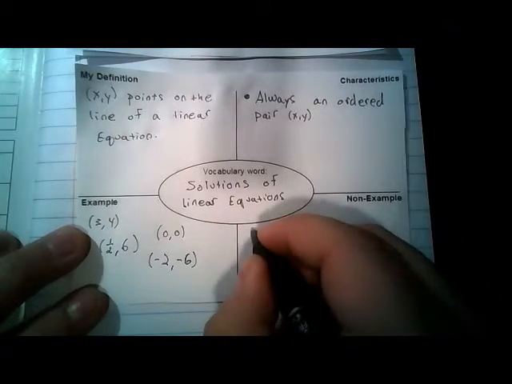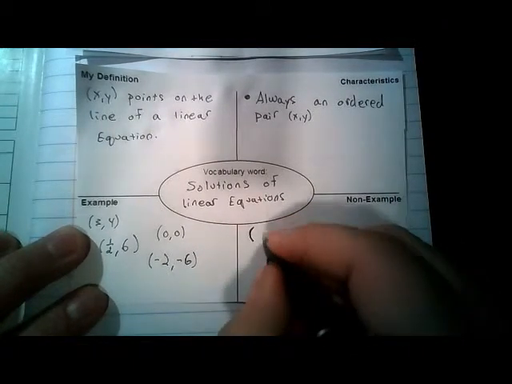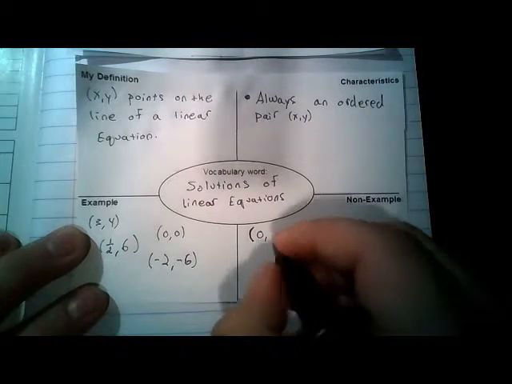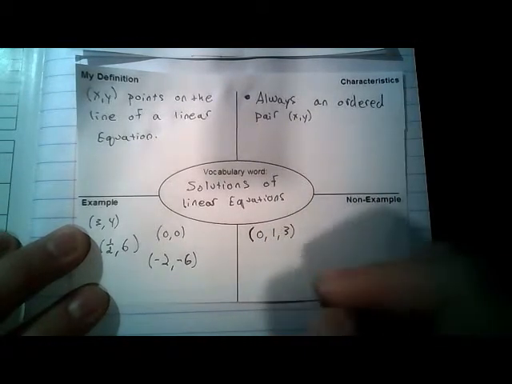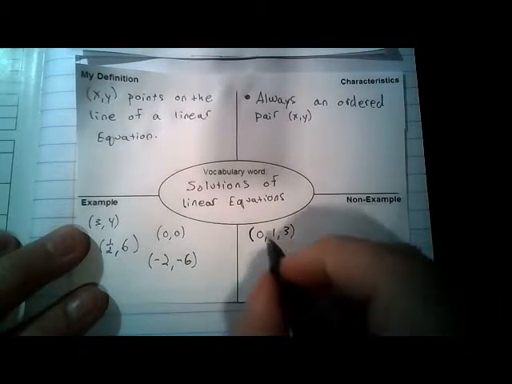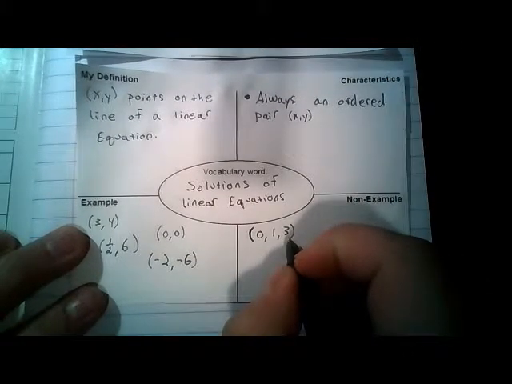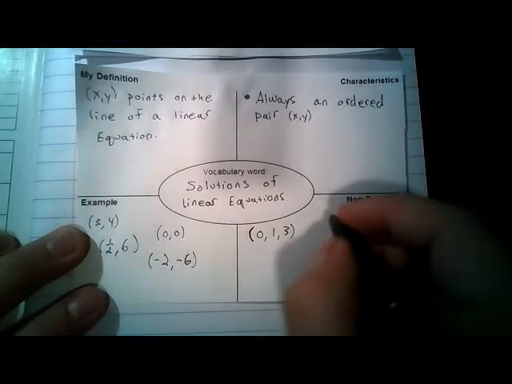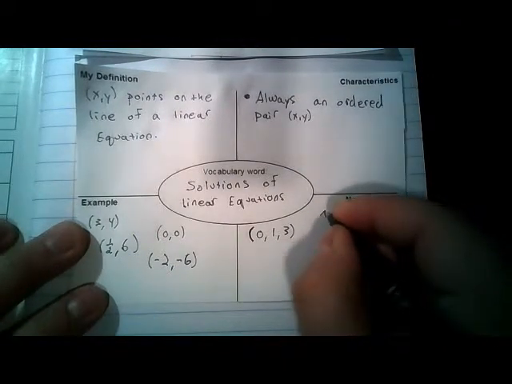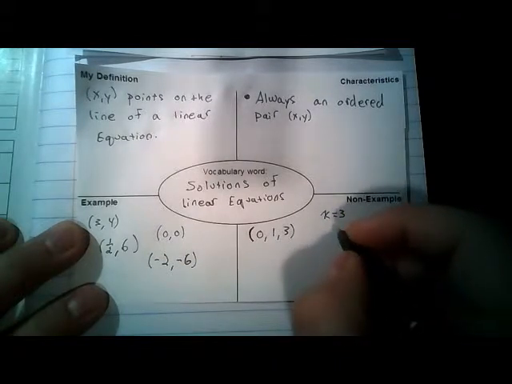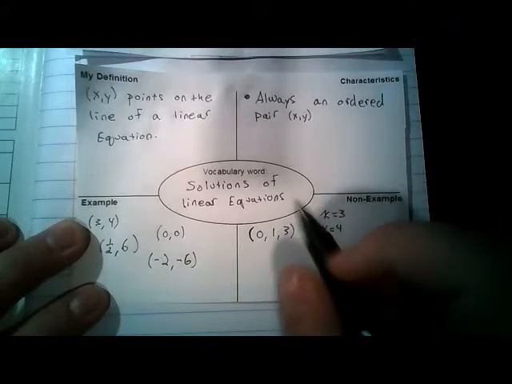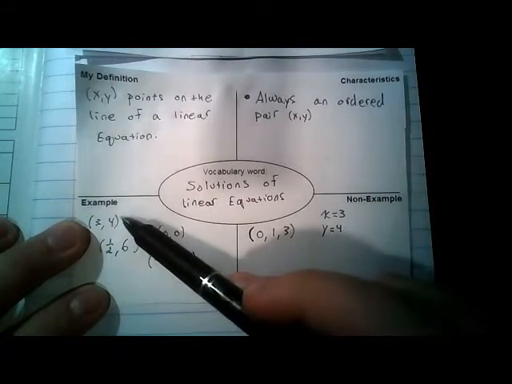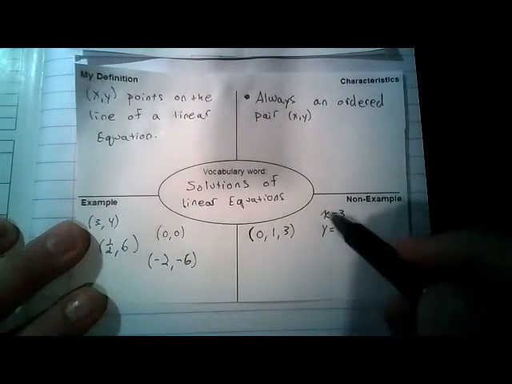Non-examples would be, for 8th grade math, if you had three coordinates, because that's x, y, and z, and we only have two-variable equations. Another non-example is if you were to give your solution as x = 3 and y = 4 instead of putting it as a coordinate pair. So we don't want to do that.